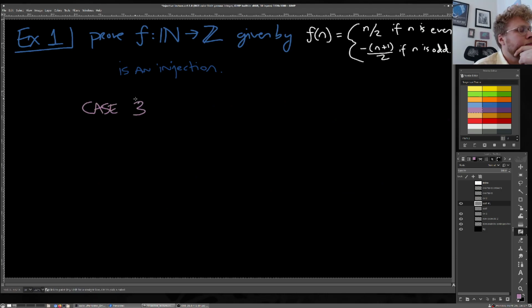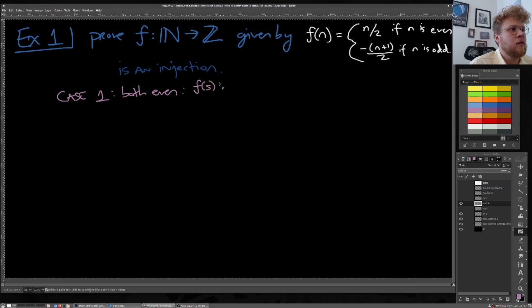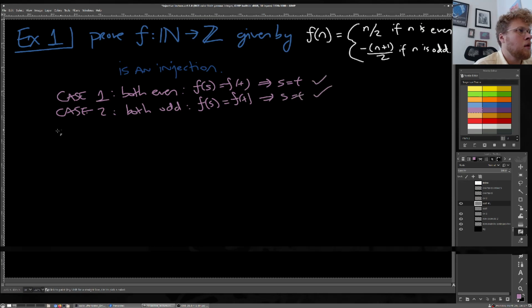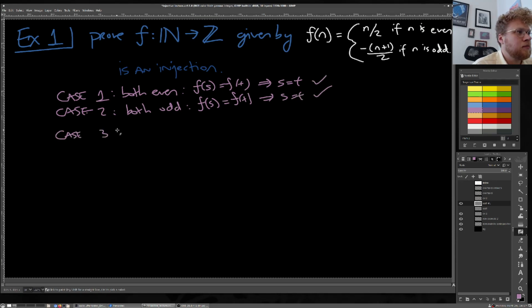Case 3. So maybe just here I'll say in the case where they're both even, just a little summary here because I'm working one slide at a time. If they're both odd, this statement. Let's look at case 3 now. And case 4 will be very similar to this, so might as well just do one of them.